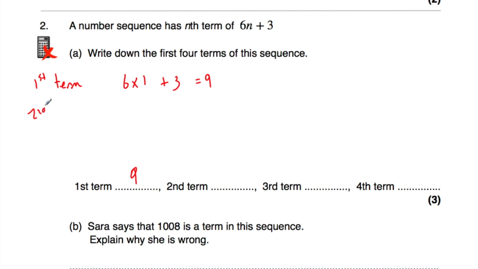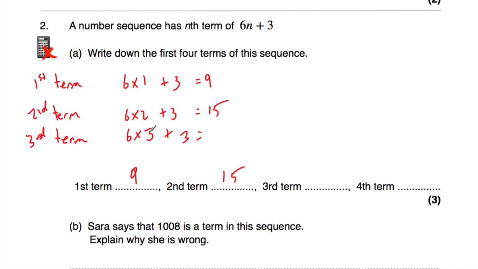The second term of the sequence, we're going to do 6 times 2, which is 12, plus 3 would be equal to 15. So that's the second term of the sequence, 15. The third term in the sequence, instead of 6 times 1 and 6 times 2, we're now going to do 6 times 3. So 6 times 3 plus 3. 6 times 3 is 18, plus 3 is 21, so that's 21.